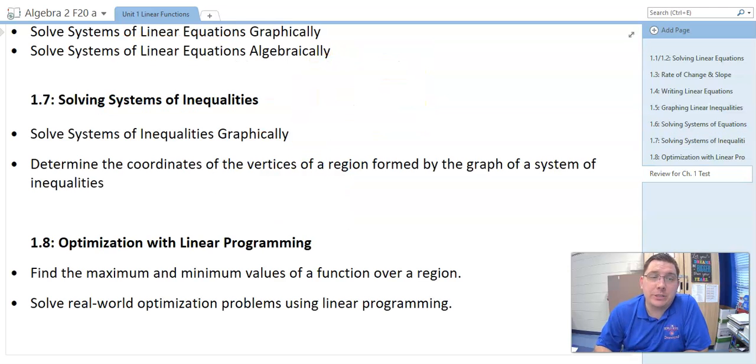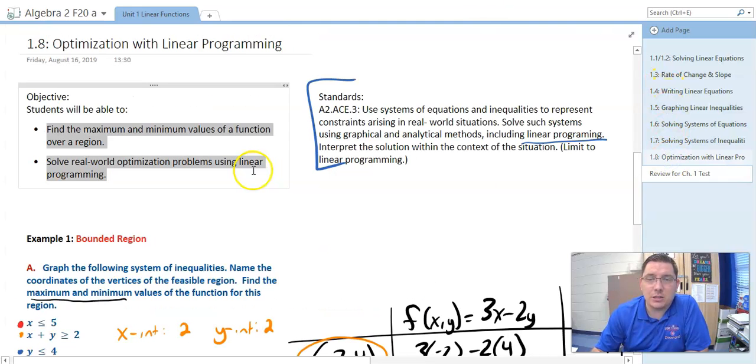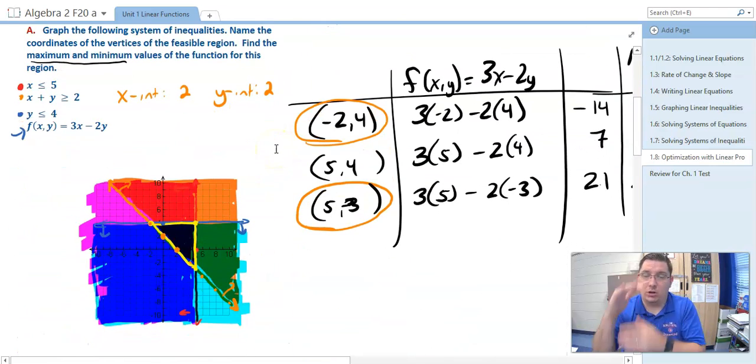Our final section that we just looked at was 1.8 on optimization with linear programming. And so remember that the I can statements in this section were that you'll be able to find the maximum and minimum values of a function over the region, and that you'll be able to solve real-world optimization problems using linear programming. And so in this section, remember that we talked about using all of our graphs together, getting it graphed, and finding where it finally overlaps.